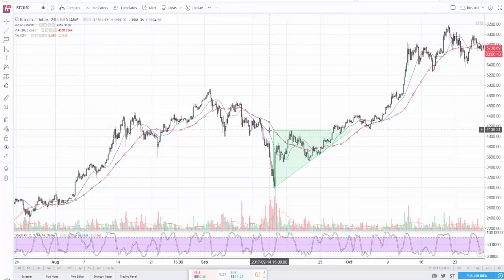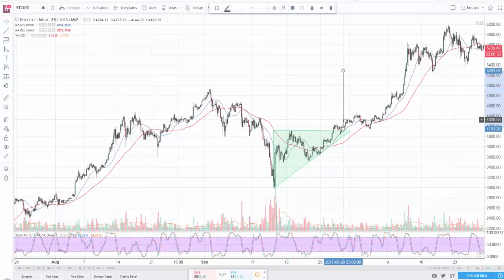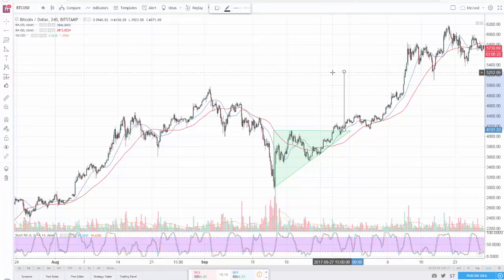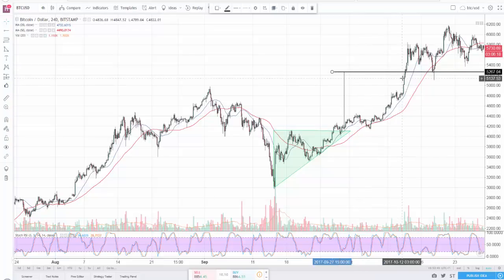The target for triangles is the vertical distance from this point to this point here. So after the breakout, the price had to go all the way up here. The target was higher than 5,000, and it overperformed. It actually passed the target, as it usually happens in bull markets in cryptocurrency. But we see this was a very valid target because the price came back down to retest.